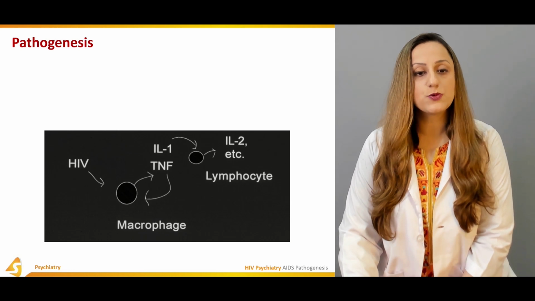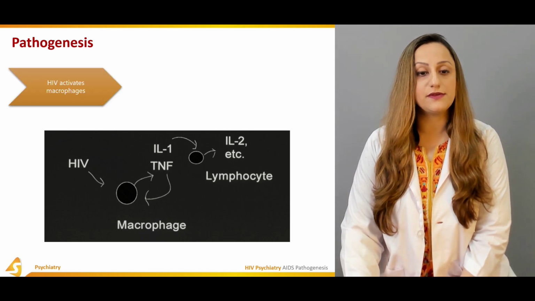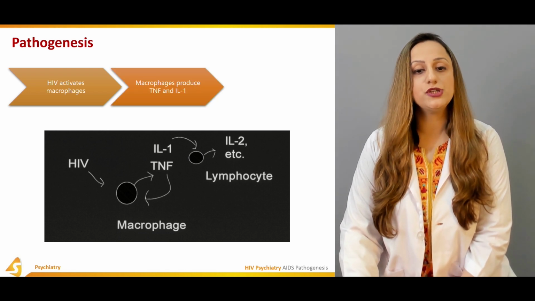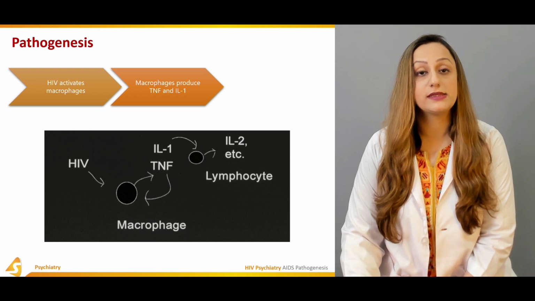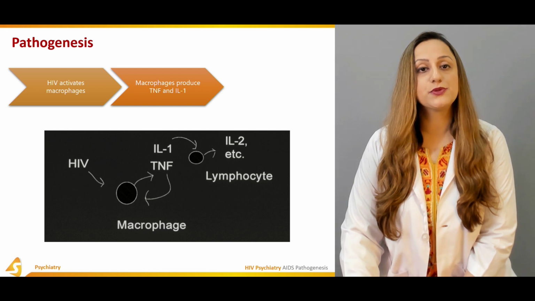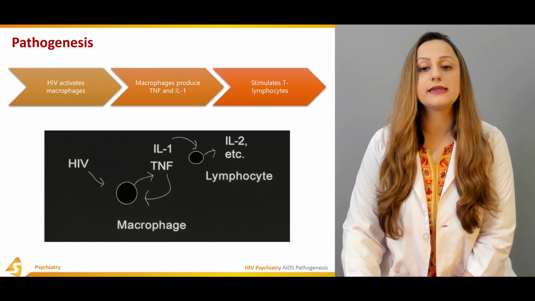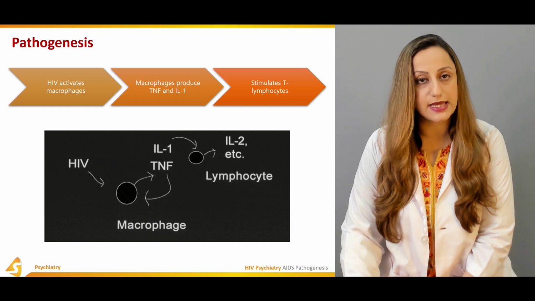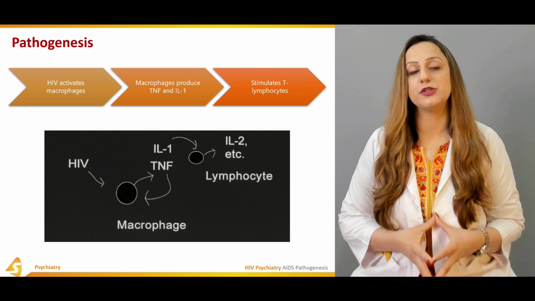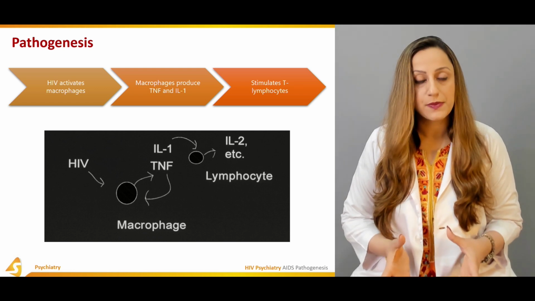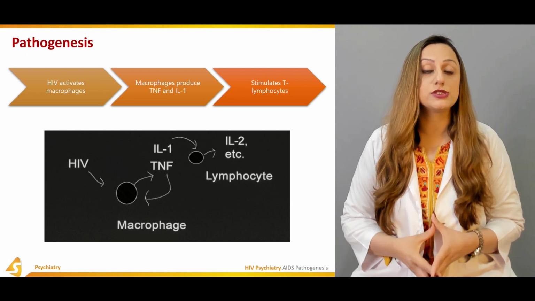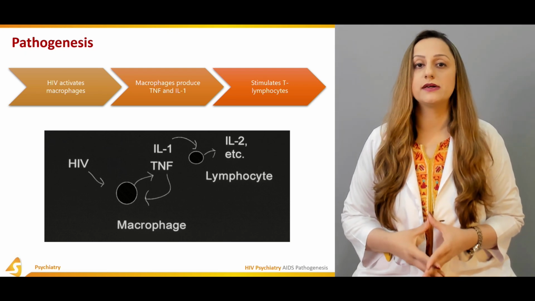So the pathogenesis, when we talk about it, is that HIV activates the macrophages first of all, and then the macrophages produce TNF and IL-1, that is interleukin-1 and tumor necrosis factor, and that leads to the stimulation of the T lymphocytes if they are not residing the HIV, the human immunodeficiency virus, in the nuclei. So that is basically the underlying pathogenesis when we talk about people who have acquired immune deficiency syndrome.